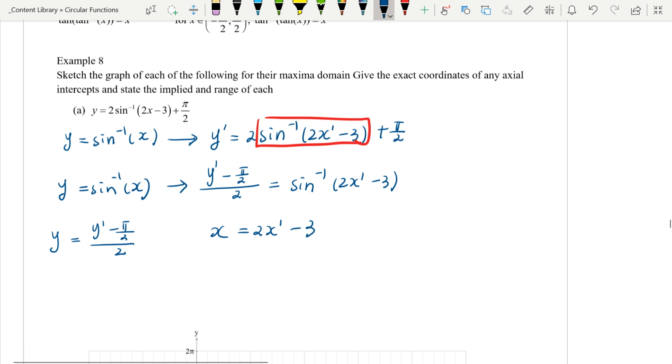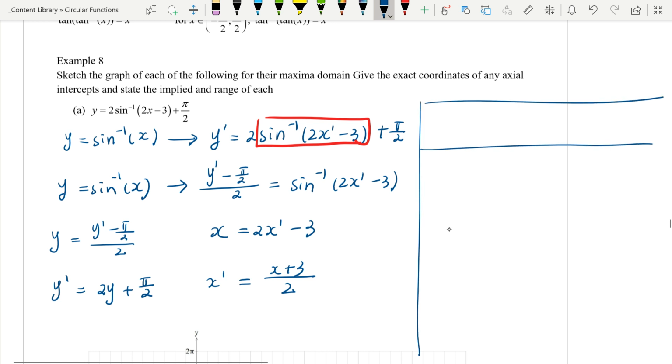Equalize them. I will set up a connection between the original points and the new points. And the next step, you must remember, because you need to rearrange the equation to make y dash and x dash the subject. Because I know what my old point will be, but I want to know what my new point is. I want the new point to equal the old point with something done to it. So y dash equals 2y plus pi over 2, and x dash equals x plus 3, divided by 2. After this step, it's a very happy step.